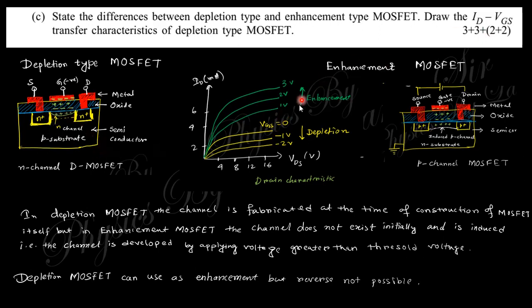And the corresponding IV characteristic: this depletion type MOSFET can be used as an enhancement type MOSFET when this biasing is reversed. But the enhancement MOSFET cannot be used as a depletion MOSFET. So this is the depletion type MOSFET ID VGS curve.